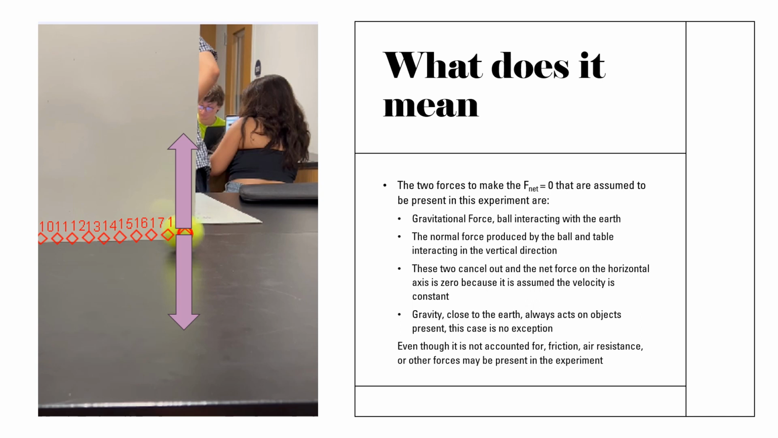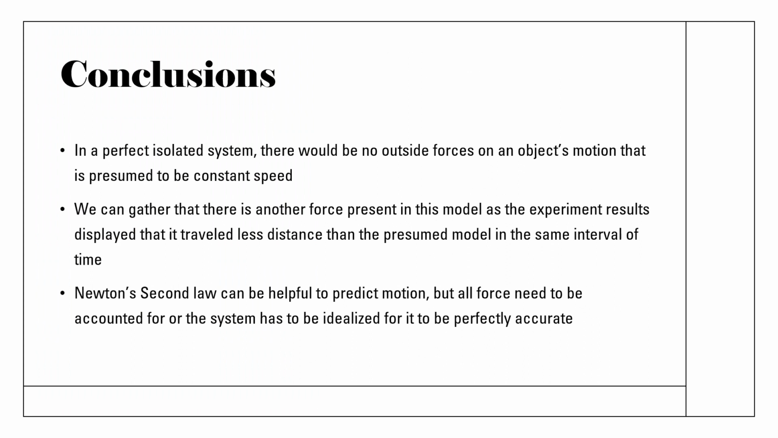What does this lab mean, right? The two forces that would be present if the ball was moving at a constant velocity are the gravitational force that acts between the ball and the earth, and the normal force produced by the ball and the table interacting. These two would actually cancel out, saying net force would be 0 in the y direction, and given constant velocity, 0 in the x direction. Even though it's not accounted for, friction, air resistance, and other forces may have been present in this experiment.